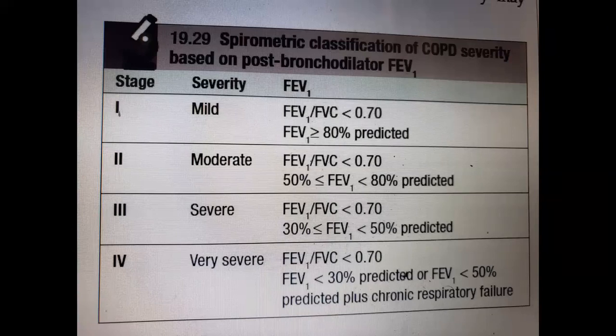And so in stage 1, the mild one, you have your FEV1/FVC ratio of less than 0.7, and then the FEV1 greater than or equal to 80% of predicted value, which will tell you that this person has a mild disease. In the moderate stage, the FEV1 is between 50 and 80% of predicted value. And the severe one, you have that between 30 and 50. And then the very severe one, you have the FEV1 falling below 30%, which means that the person could be or is going into chronic respiratory failure.